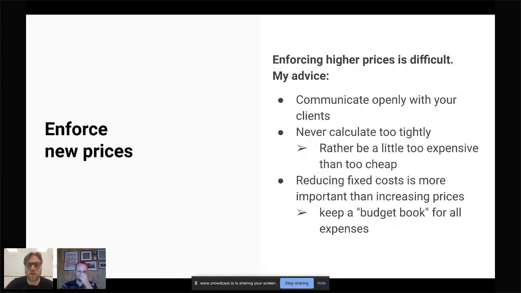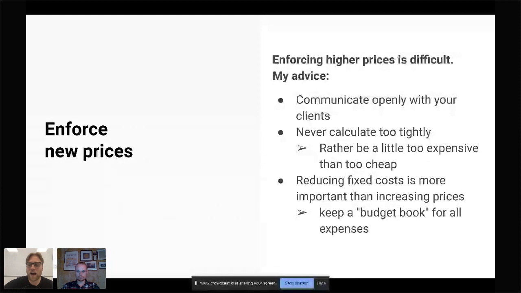As a part of a feedback meeting, just communicate that you have to increase the price from time to time. Ideally, you don't do this just every 5 years, so you have to do this more often, and then increase step by step, maybe every year 5% or something like this, and never calculate too tightly, especially when you want to have a higher hourly rate.